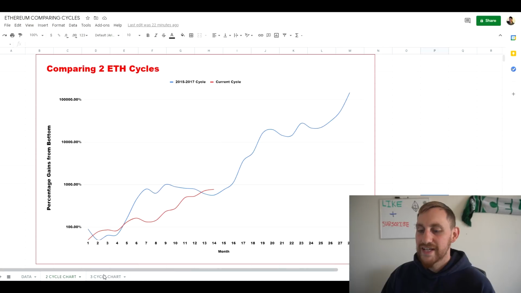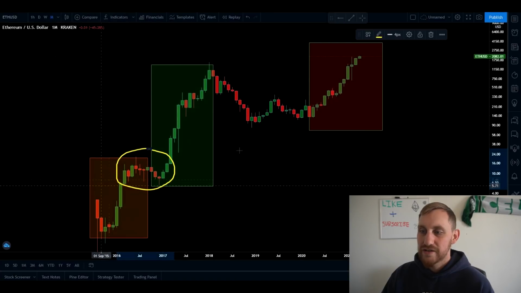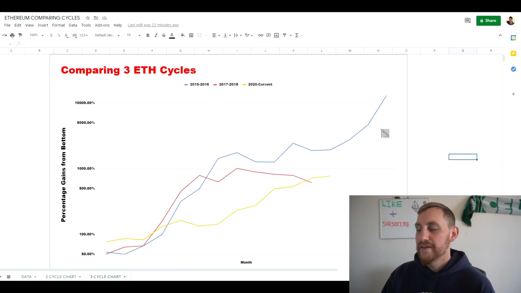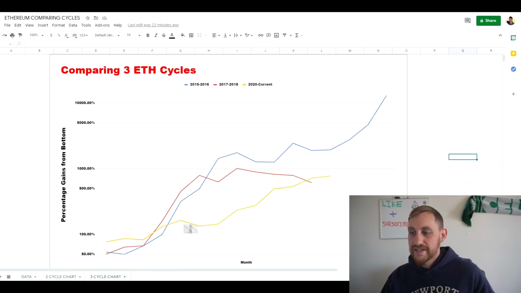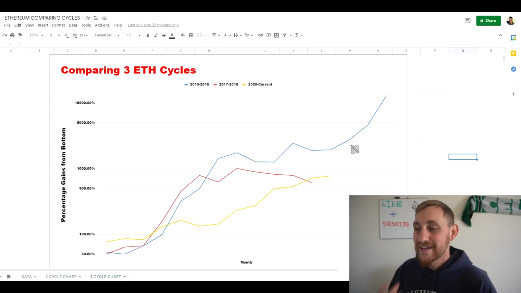We're right on track. The second chart I want to look at is the possible 3 cycles, right? So this actually splits up our 3 cycles, right? From the 2015 to 2016 cycle, the 2017 to 2018 cycle, and the 2020 to the current cycle, okay? The 3 cycles are highlighted here, right? First cycle is in orange, second cycle is in green, third cycle is in red, okay? And this also shows, you can see the yellow one is our current cycle, right on track with the other 2 cycles.